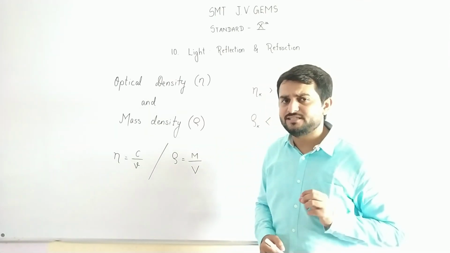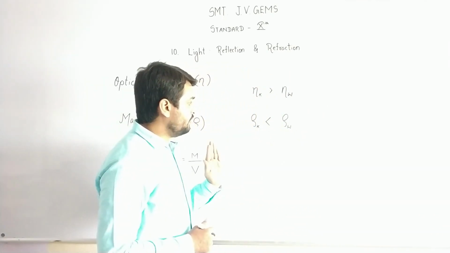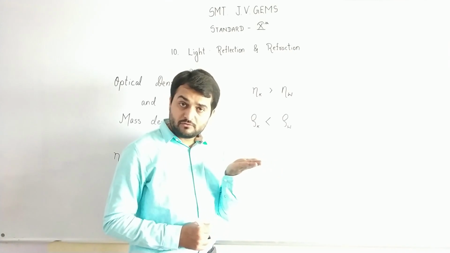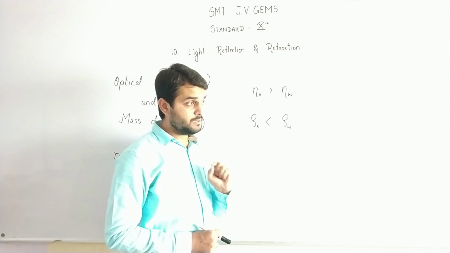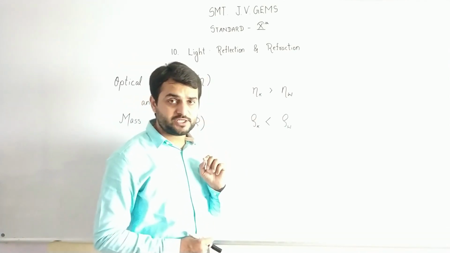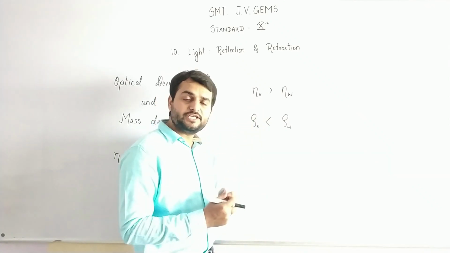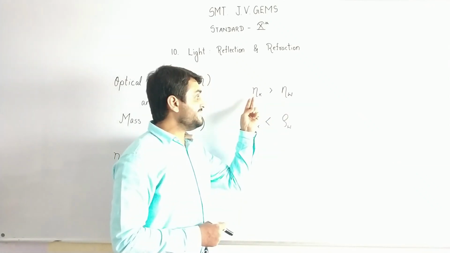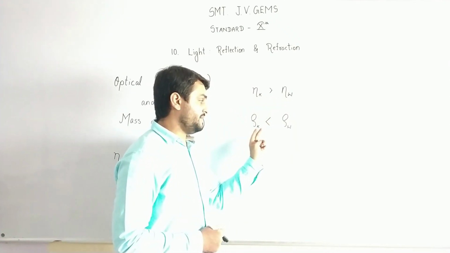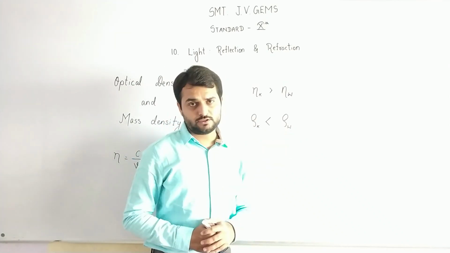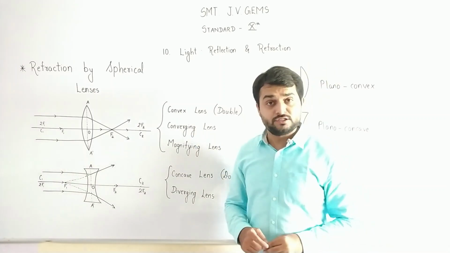Now let us have a little example, that of kerosene and water. All of us know that from the point of view of mass density, kerosene is lighter compared to water. But if I talk about the optical property of kerosene, that is optical density, then the optical density of kerosene is greater than the optical density of water. So eta k is greater than eta of water, whereas rho k is less than rho of water. Got it? Okay. So the next topic is refraction by spherical lenses.